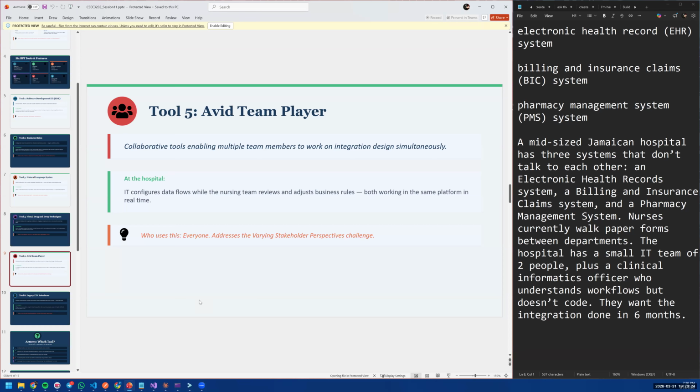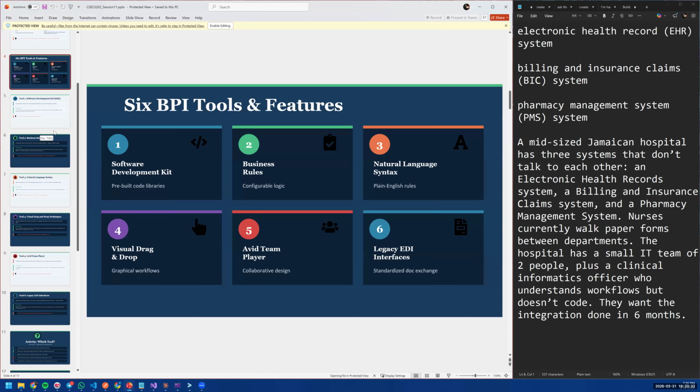Can I go back on the tool, sir? Go back on the tools. Oh, what's this? It's on there. Natural language syntax. Can you say why?